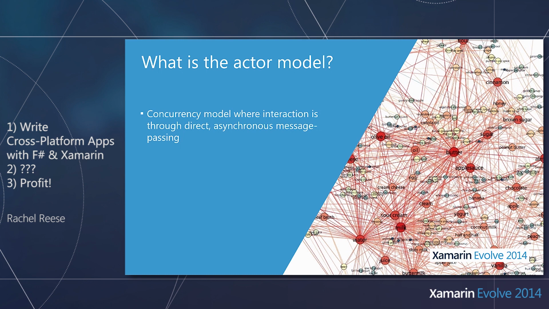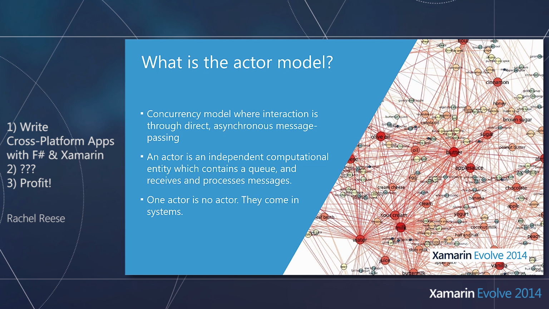It's basically a concurrency model where interaction is through direct asynchronous message passing. An actor is an independent computational entity which contains a queue and receives and processes messages. If you look at the awesome picture I have over here, it's not usually this complicated. It doesn't have to be. But I wanted to show you guys a very scary picture off the start. We can think of each one of these little pieces as an actor. Each one of them might have a queue of messages coming in, and process those messages as they happen.